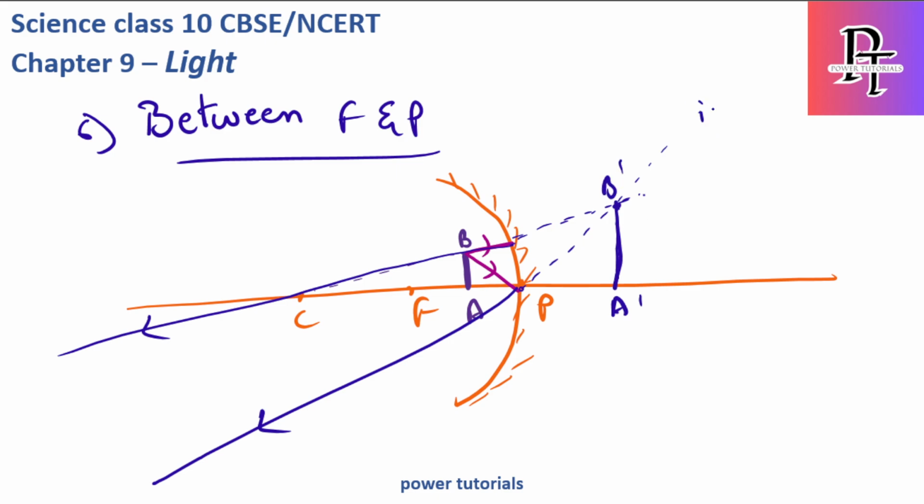Now let's write about the image. Why have I projected backward? Because I want at some point they should get intersected. This side it cannot get intersected, so I will use the back side, so that I will assume that behind the mirror they will get intersected. Okay, then what are the properties of this image?